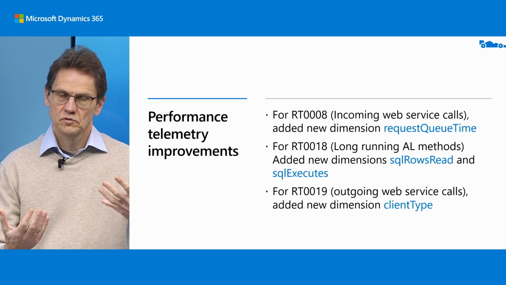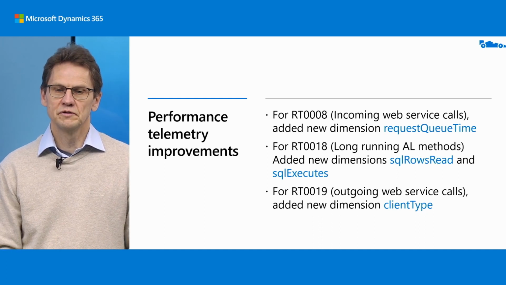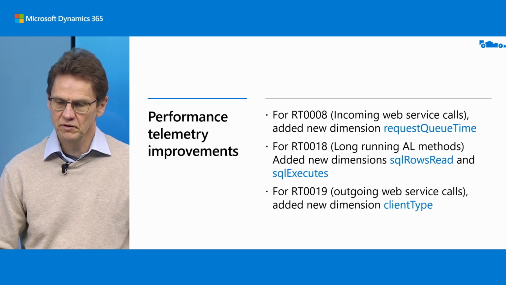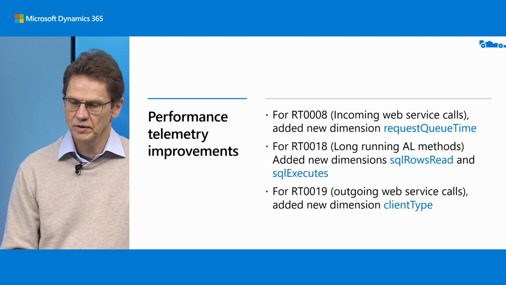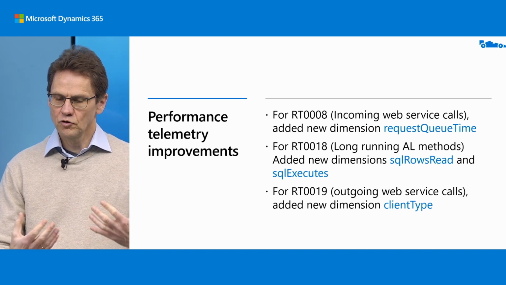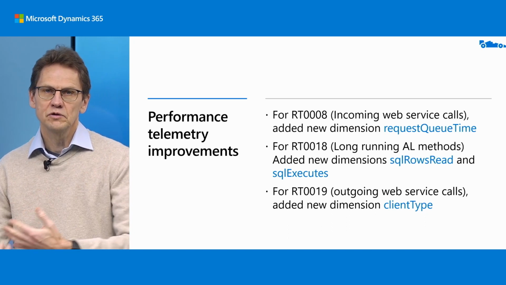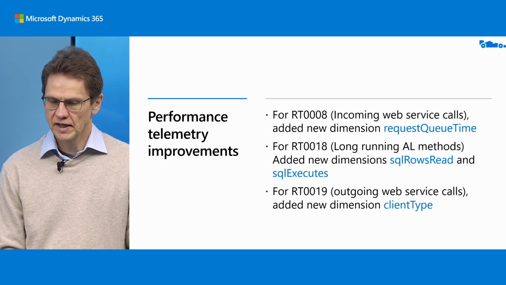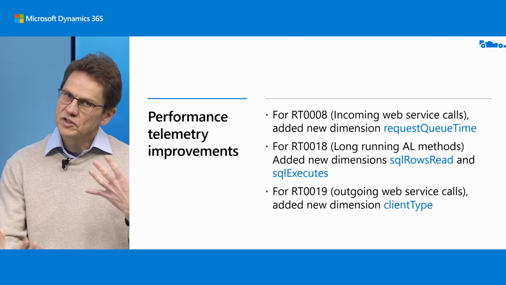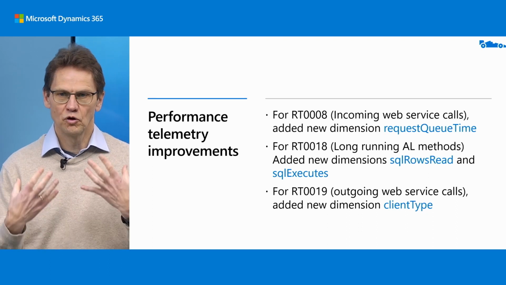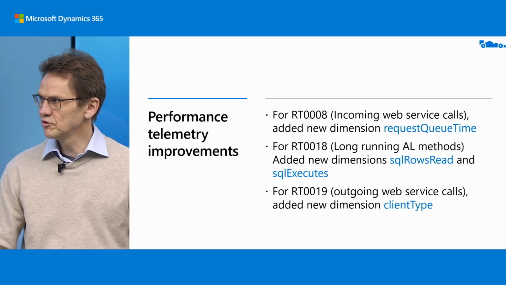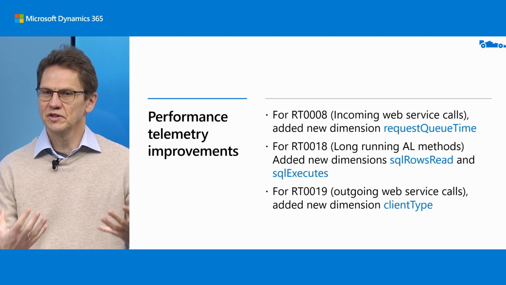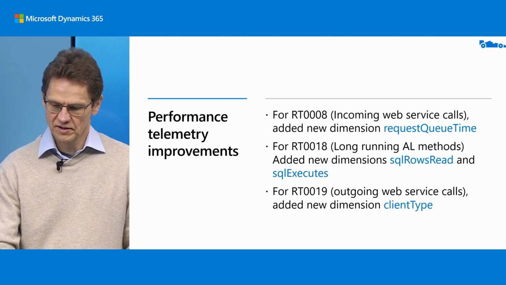Now, along with some of the performance improvements, we're also adding to telemetry so that you can actually see where time is spent. We've added request queue time for incoming web service calls, and also added the number of SQL rows read and how often we call SQL to the long-running AL methods. So if you have set up telemetry, you can now troubleshoot performance issues much better and actually see why the system is behaving as it does.